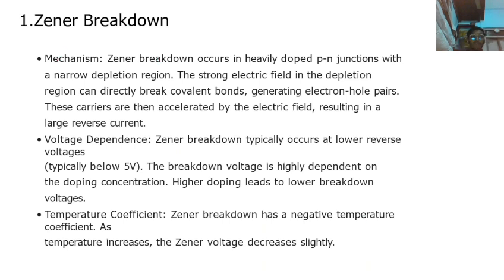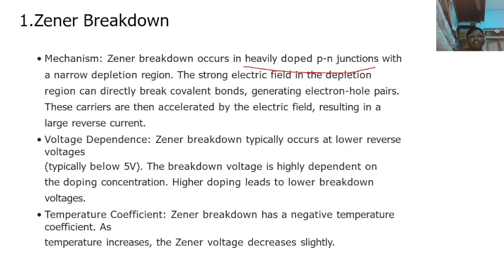Zener breakdown mechanism. Zener breakdown occurs in heavily doped p-n junctions with a narrow depletion region. The strong electric field in the depletion region can directly break covalent bonds and generate electron-hole pair carriers, and the acceleration by the electric field results in a large reverse current.